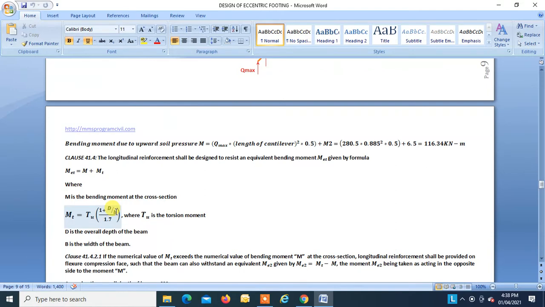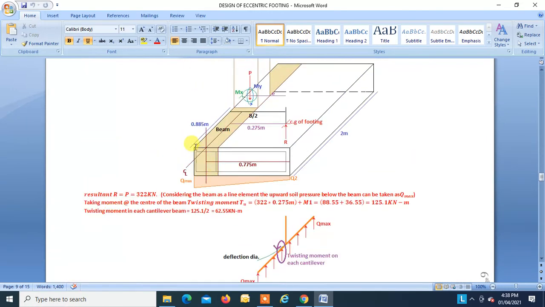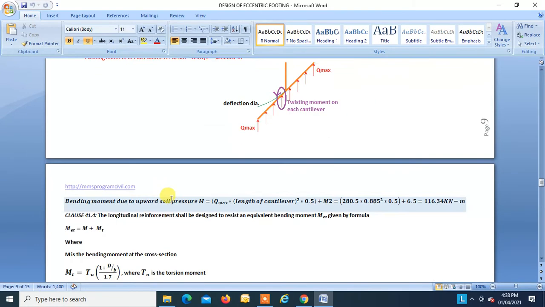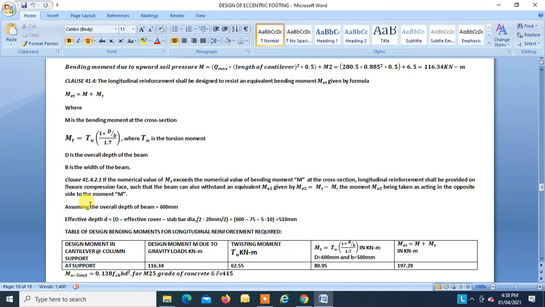Because for twisting moment, width is very important. So we are assuming D as 600 and B as 500, right? Okay, so let's move further. Now clause 41.4.2.1 says when your MT is found to be greater than M, then there will be a moment Me2 that is equal to MT minus M, for which you have to calculate the longitudinal steel which has to be provided in the compression zone. We will see whether it is applicable to us or not as we move forward.